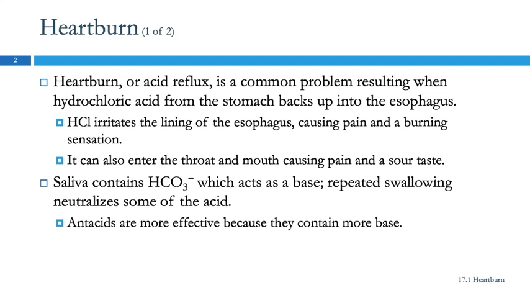Typically when that happens, your body produces more saliva and you find yourself swallowing repeatedly. Saliva has hydrogen carbonate ion in it, which acts as a base, and the repeated swallowing of your saliva can help to neutralize that acid that is in your esophagus. Unfortunately, with bad heartburn, it doesn't really do enough. So antacids are typically used, and they're a lot more effective because they have a lot more base in them. Bless you. And so in this chapter, we're going to be looking at the reactions between acids and bases and the balance of their equilibria.